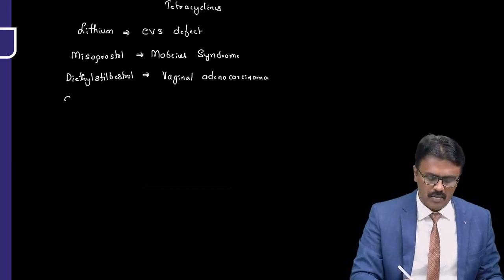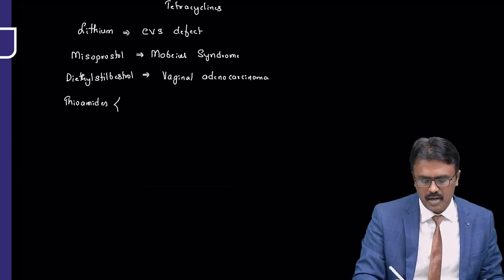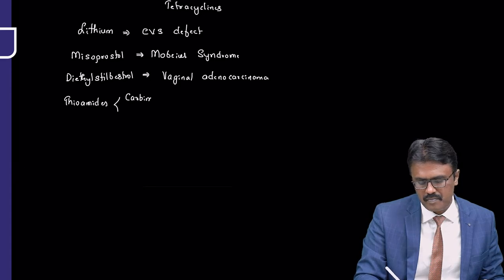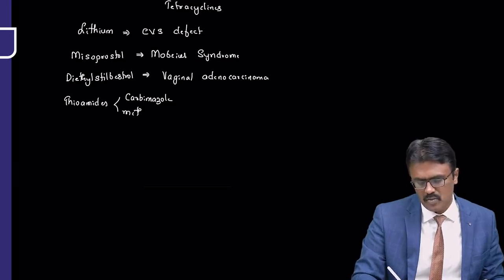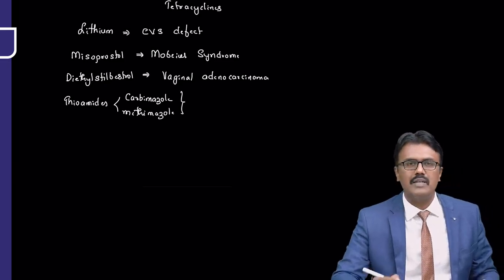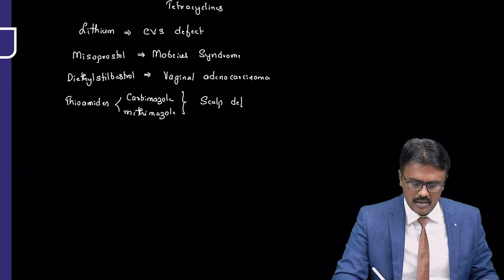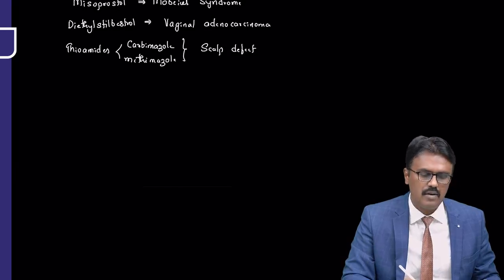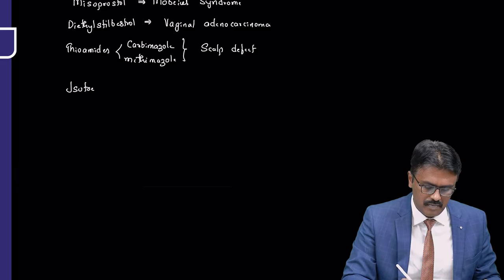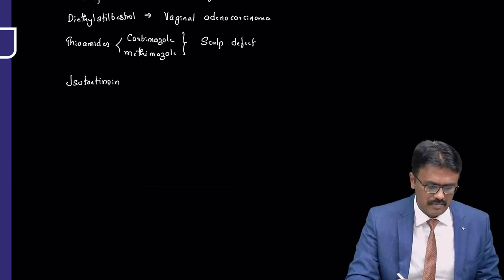Then we have the thioamides. In thioamides we have carbimazole and a drug called methimazole. What can they do? They can produce the scalp defect. Then we have retinoic acid or isotretinoin. So vitamin A in high doses should be avoided.